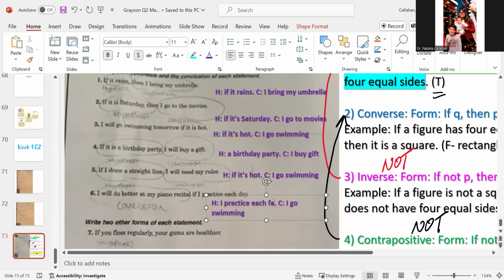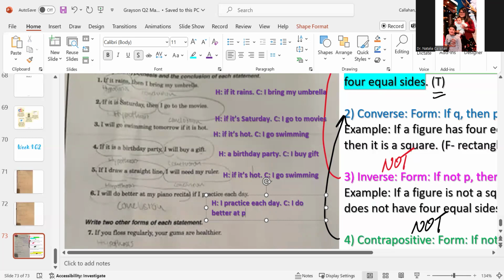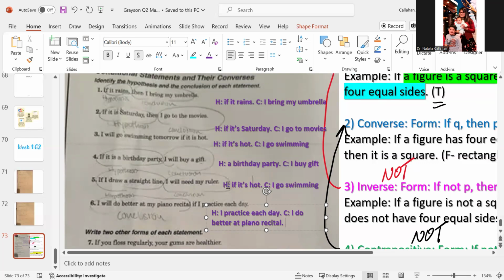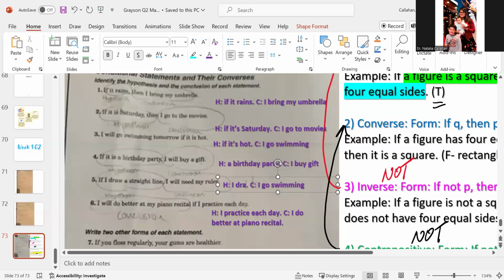I'll do better on my... okay, I don't know why. This one's backwards. I put conclusion, but I didn't. Well, this one's kind of backwards. Do you see that? Yeah. Oh, number 5. What did you write for number 5 for hypothesis? If I draw on a straight line and conclusion, I will put my ruler. Yeah, so that's not backwards, right? That one is forward.